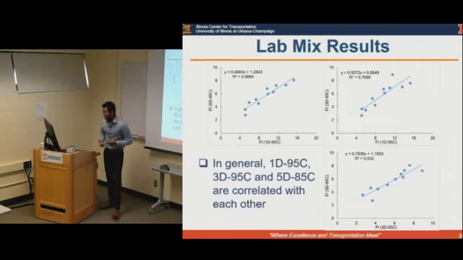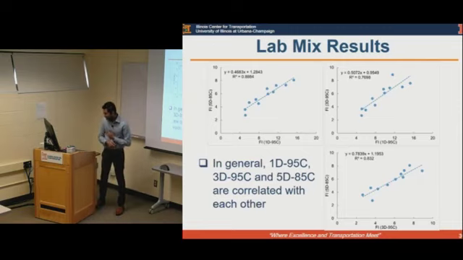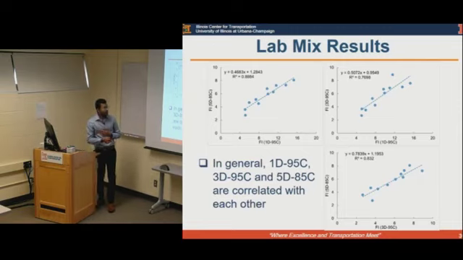For the lab mixes, when these aging conditions were compared, it was observed that the current protocol for AASHTO R30, that is 5-day 85C for long-term aging, correlates well with 3-day 95C and 1-day 95C, which were looked into in this study. These are much shorter durations, more practical than the existing 5-day 85C, and they correlated well with each other.